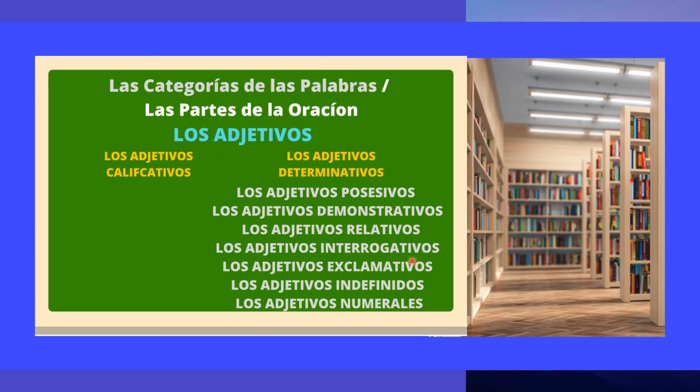So here are the types of adjetivo determinativo: los adjetivos posesivos, los adjetivos demostrativos, los adjetivos relativos, los adjetivos interrogativos, which are closely related to adjetivos relativos, los adjetivos exclamativos, same thing, it's only the punctuation mark that differs between adjetivo interrogativo and adjetivo exclamativo. Ahead we'll see how you have more idea about what they are.